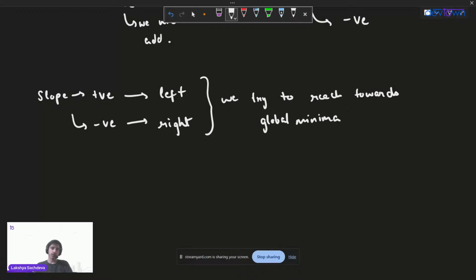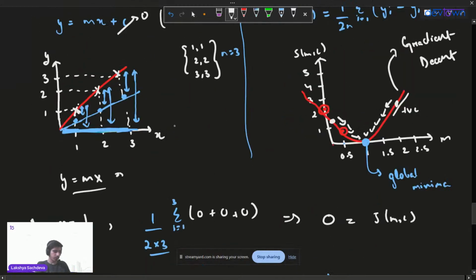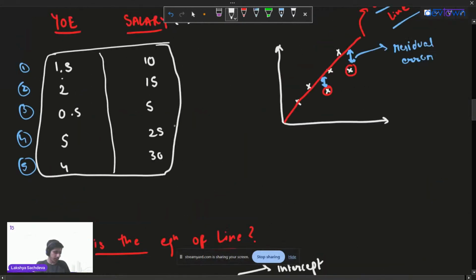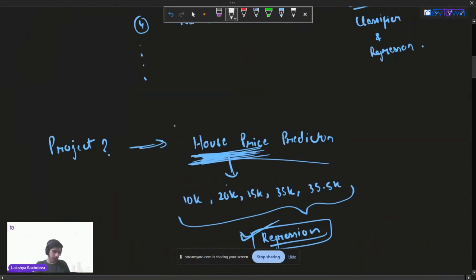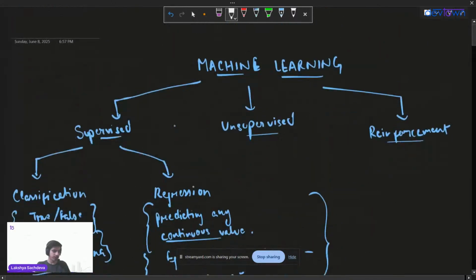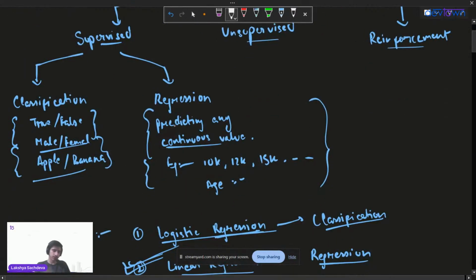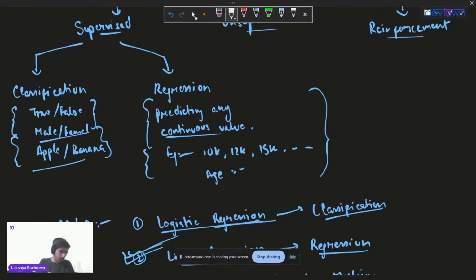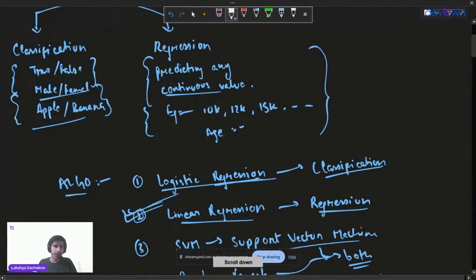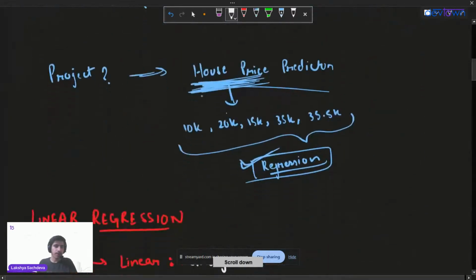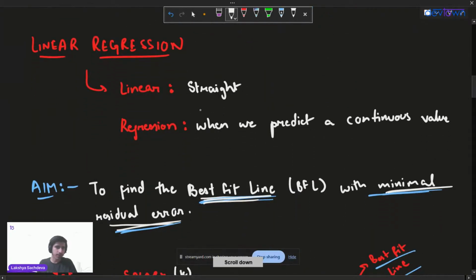Okay, so let's just quickly revise the session, because some of you are saying that everything is clear, but for a better understanding, let's quickly revise everything. So the very first thing, we are going to see the linear regression part. Linear means straight, and regression is when we have to predict a continuous value.